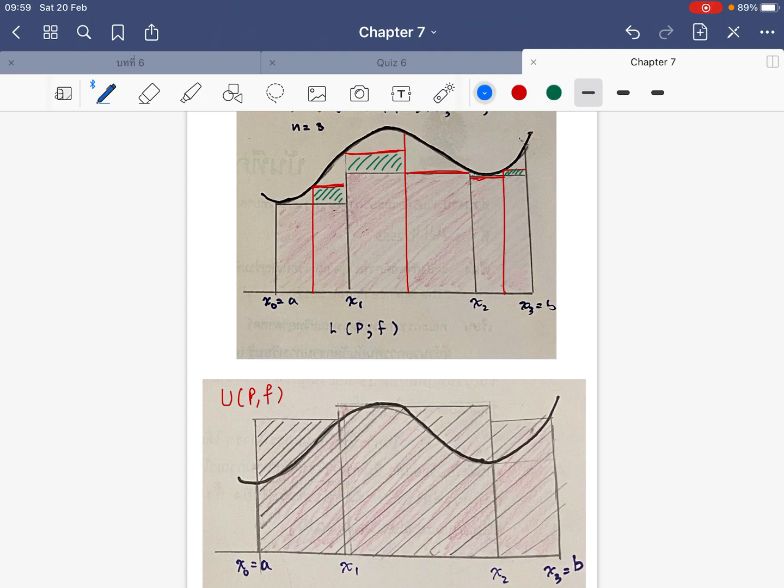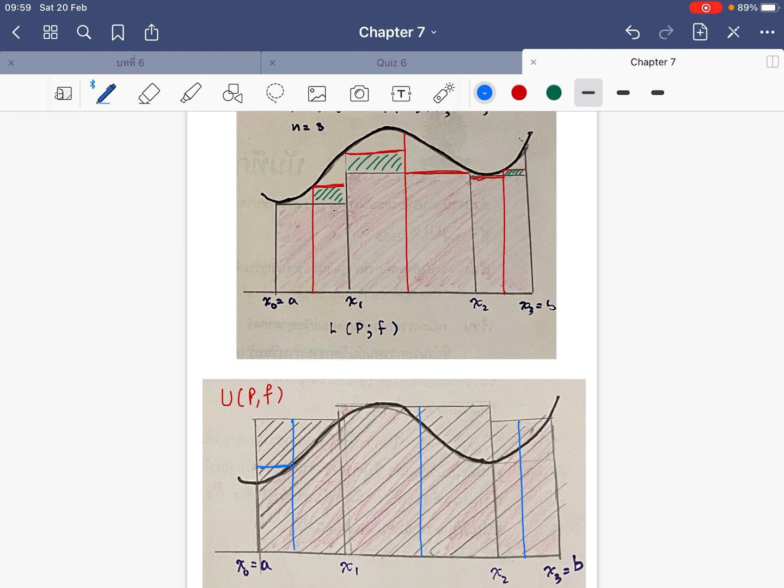How about for the upper sum? For example, if you do a finer partition, like just divide in half, and then you still find the upper sum.